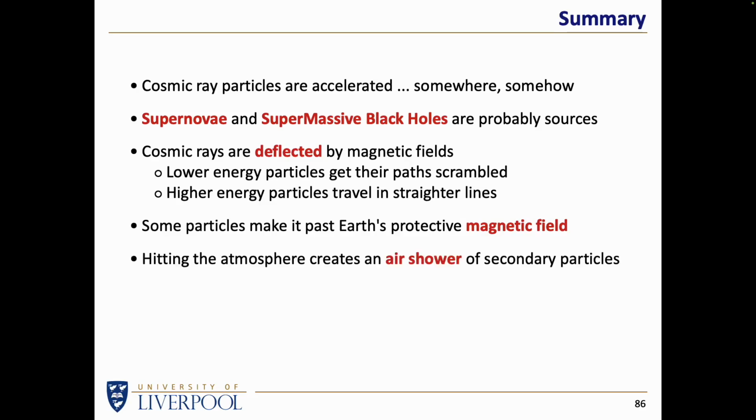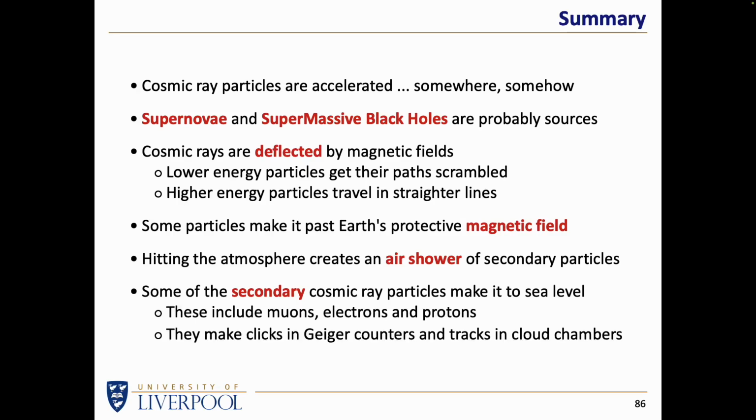Hitting the atmosphere produces air showers of secondary particles, and some of those secondary particles will make it to sea level. We know that some of those particles are muons, electrons, protons, possibly a few other exotic particles, but those tend to be the most of them. And those secondary cosmic rays that are the result of those air showers make clicks in a Geiger counter and tracks in cloud chambers, which is what we've been seeing and hearing this evening.